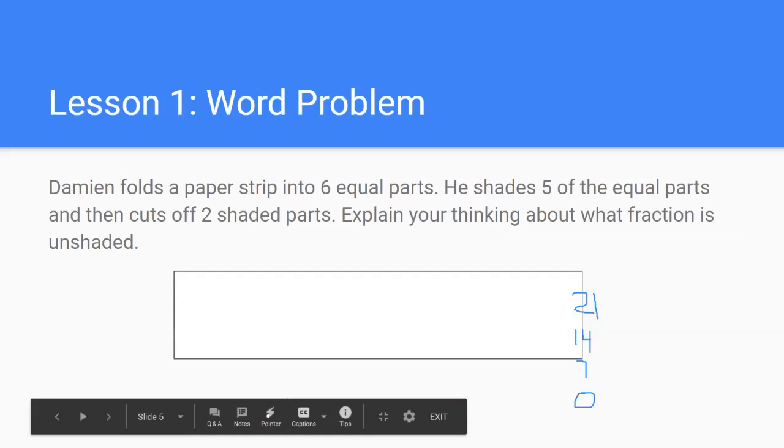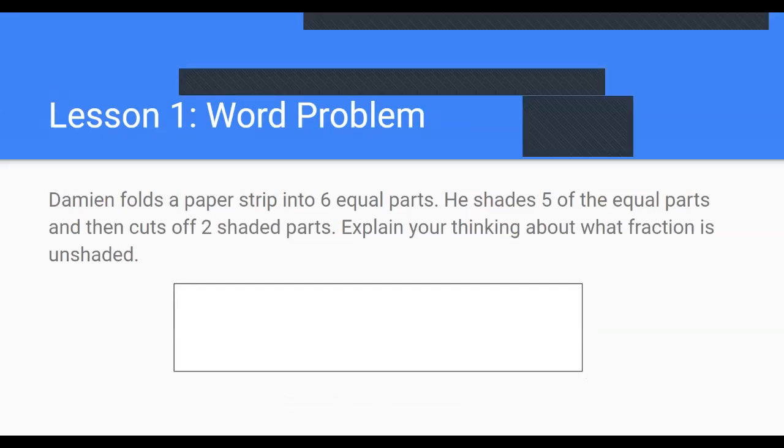This is a word problem. And it starts with Damien folds a paper strip into equal parts, 6 equal parts. He shades 5 of the equal parts and then cuts off 2 shaded parts. Explain your thinking about what fraction is unshaded.